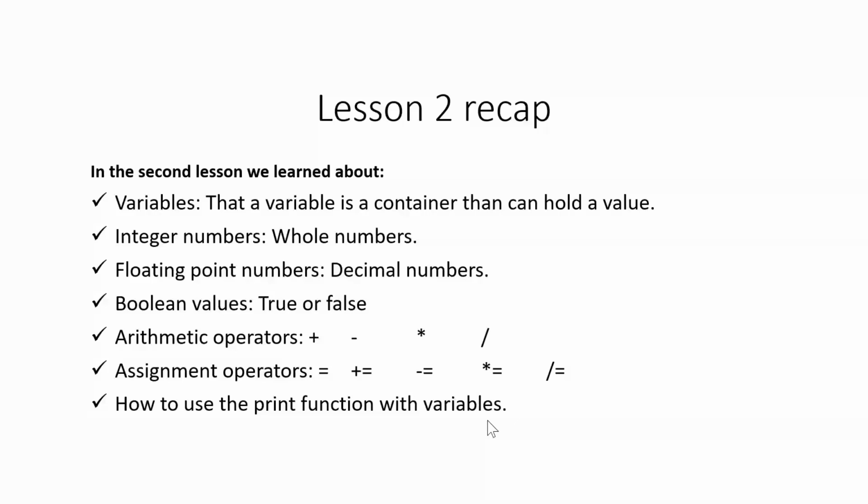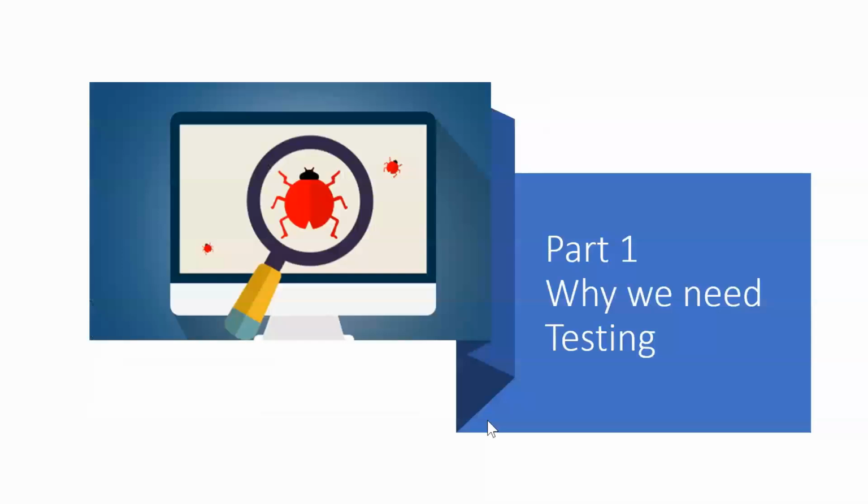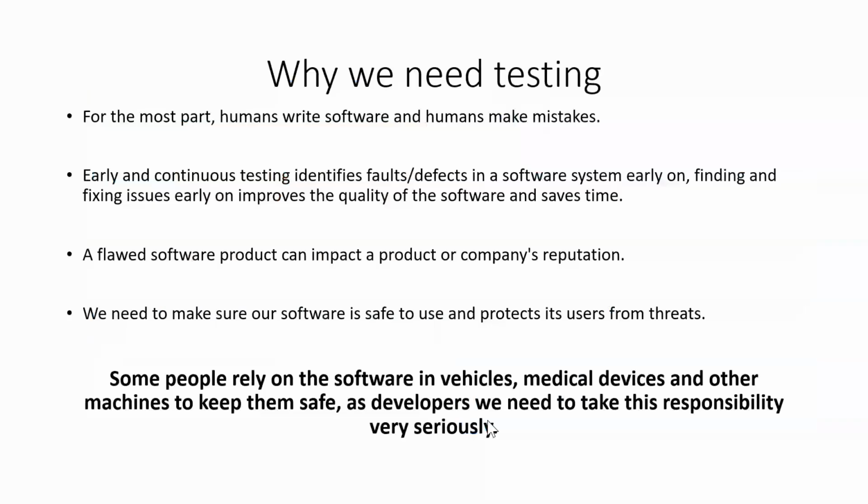So today what we're going to do is we're going to look at testing, and firstly we're going to see why we need testing. Okay, so for the most part, humans write software. That's fair enough, but humans also make mistakes. Alright, so you will never come across a developer who hasn't made a mistake programming before. We've all done it, I do it all the time.